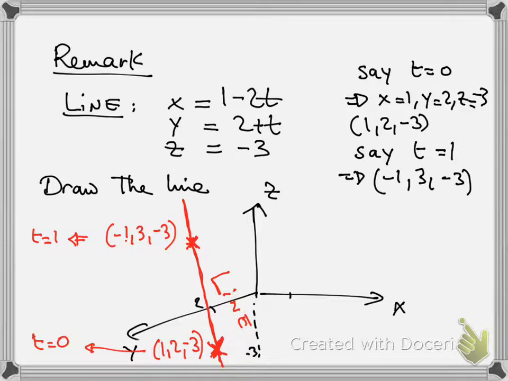And so what I'm saying is each point of the line corresponds to some value of t. So let's say this point here corresponds to the value t equal to half. This point here corresponds to the value t equal to 2, for example. So each point of the line corresponds to some value of t. So whenever you replace t by a number, you get a point on the line. Okay. Now let's do one more.